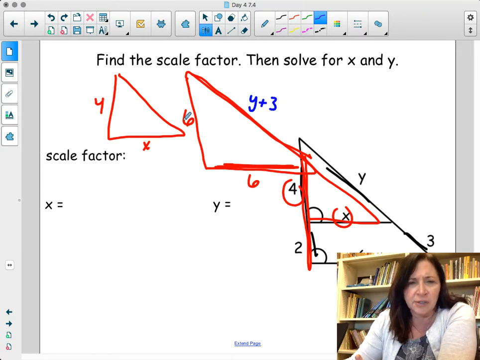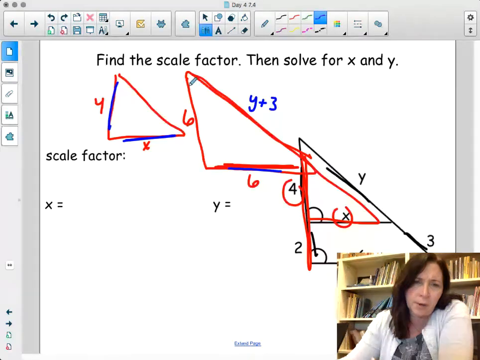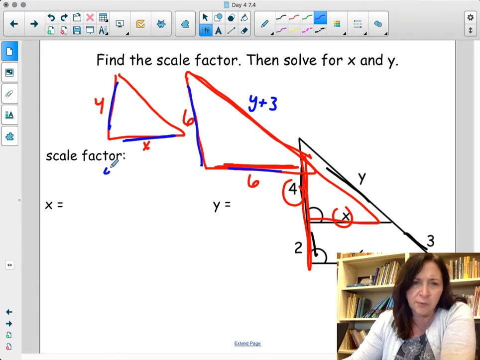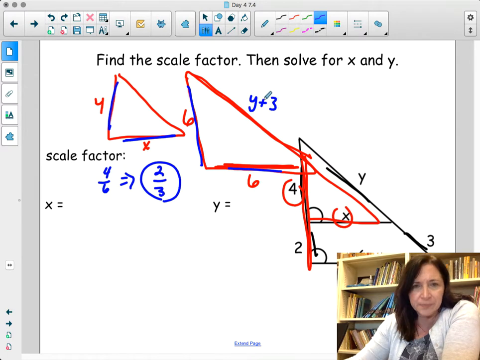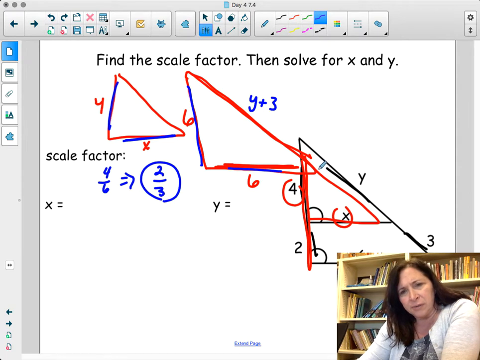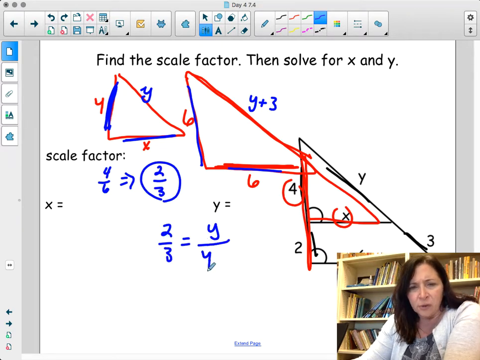So to find my scale factor, I can't go x is to 6 because x is an unknown. I can say 4 is to 6. See how I have the same value? So 4 is to 6. So my scale factor is going to be 2 is to 3. Let's see, that side is y plus 3. I forgot to put this side in. There's y. So in order to find y, I'm going to go 4 is to 6, which is 2 is to 3. So 2 is to 3 as y is to y plus 3.